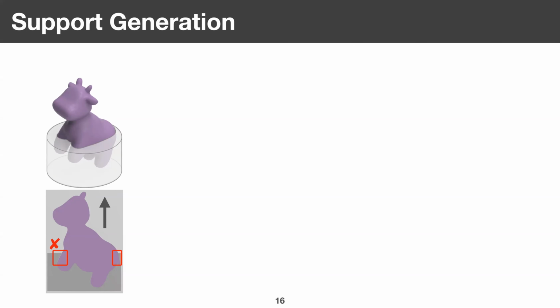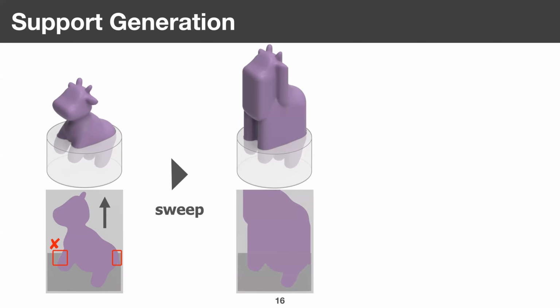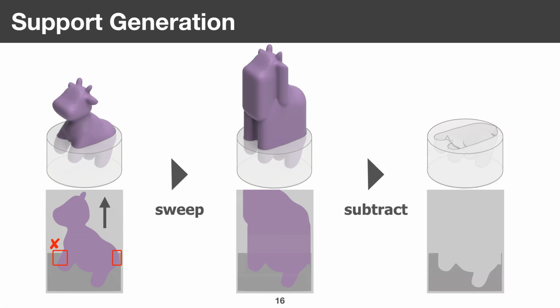To address this issue, we sweep the puzzle model to the removable direction to generate a swept model. Then we subtract the swept model from a cylinder to generate a support structure.